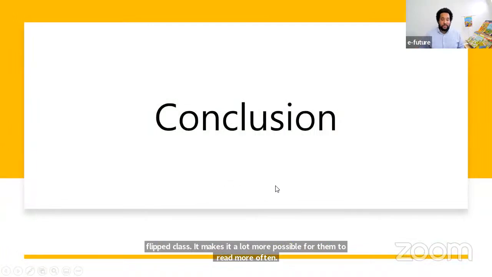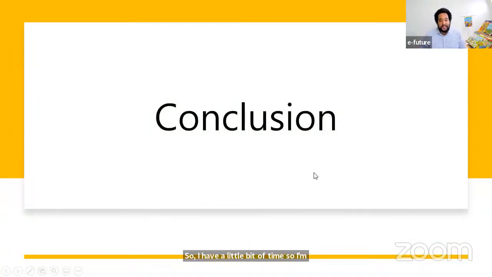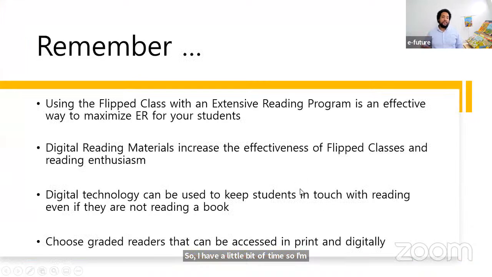So I have a little bit of time, so I'm just going to quickly wrap things up. Basically, just remember that using the flipped class with an extensive reading program is pretty effective at maximizing extensive reading for your students. Digital reading materials increase the effectiveness of a flipped class, but it also increases reading enthusiasm because they have access in more places. We need to make access for our readers. Books are not always cheap, and so any way that they can get them is great.